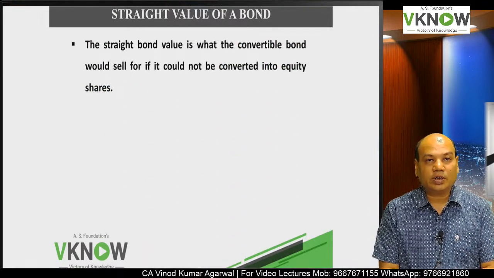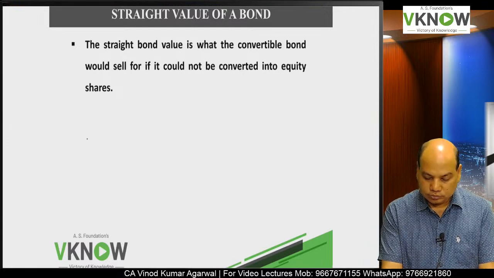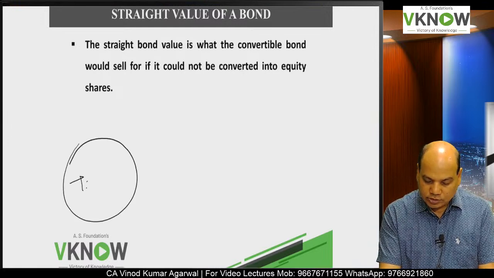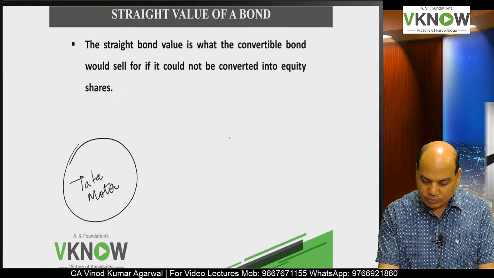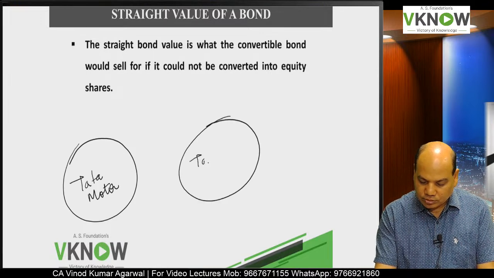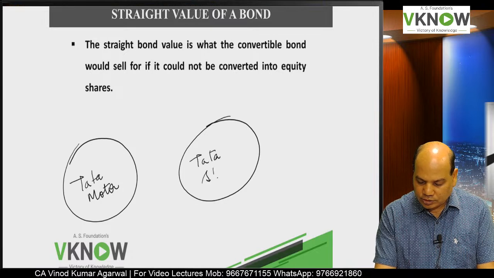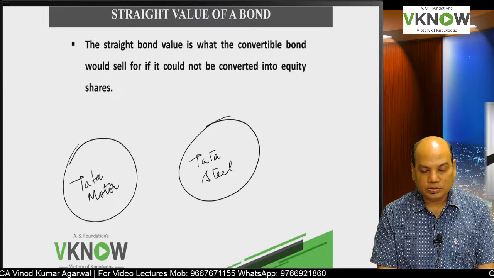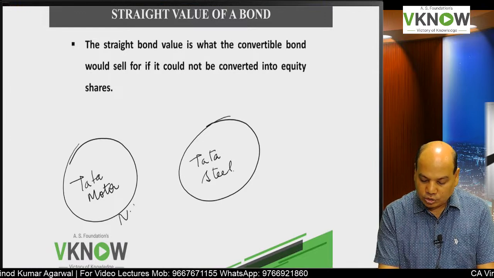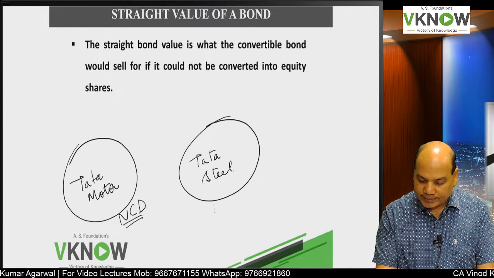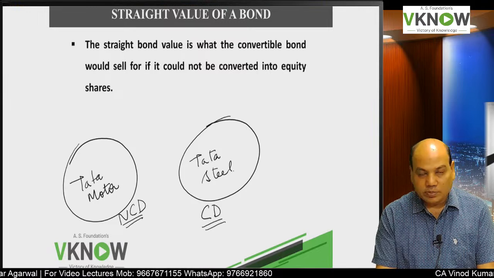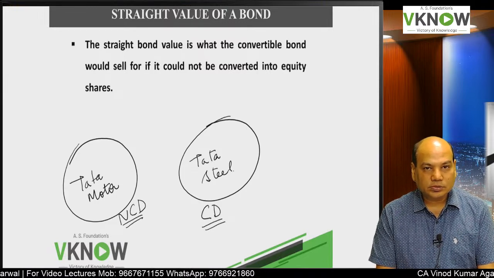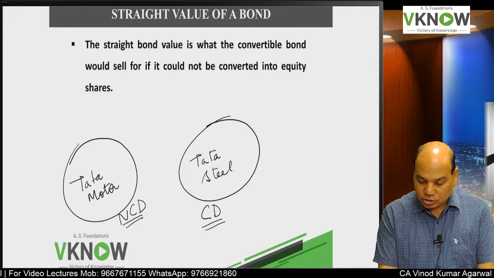Now next is the straight value of the bond. Suppose this is Tata Motors and this is Tata Steel. Both of them have issued bonds, but this bond is a non-convertible debenture and this bond is a convertible debenture.